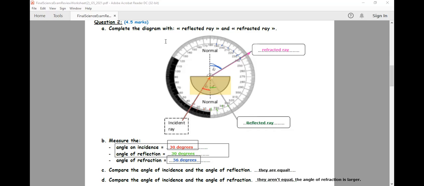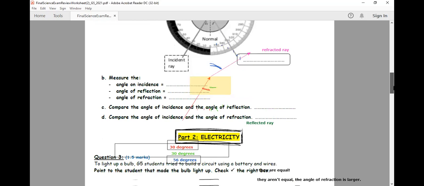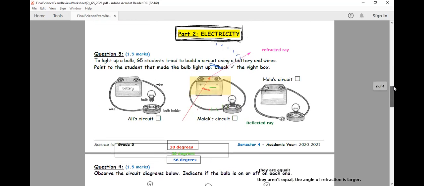Refraction and reflection. Yes, Miss. I have the worksheet. Okay, great. I'm solving it with you.